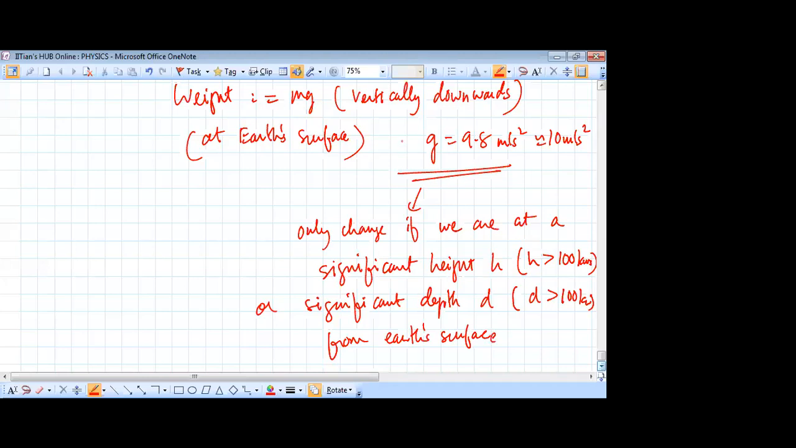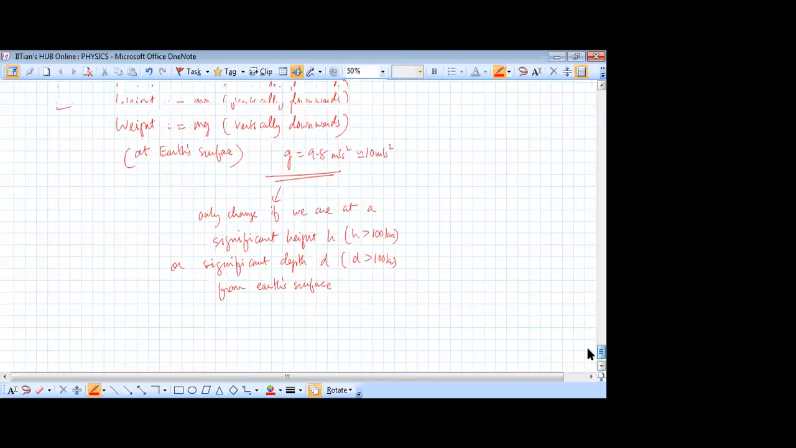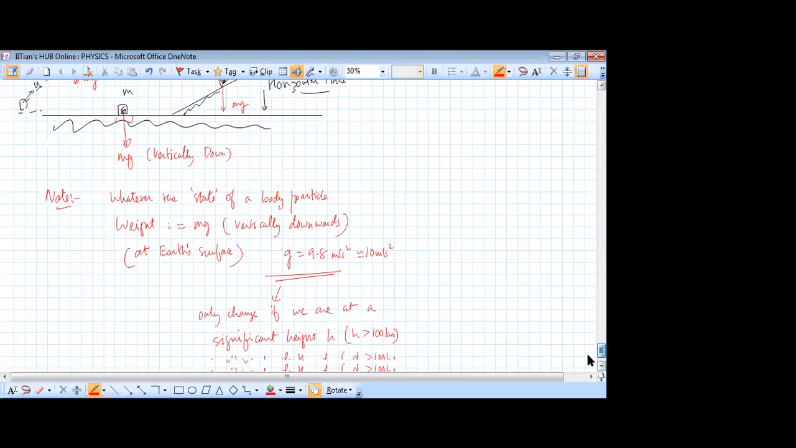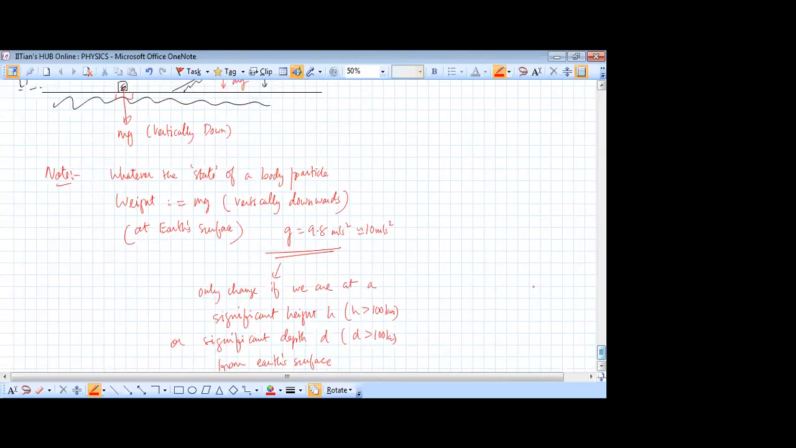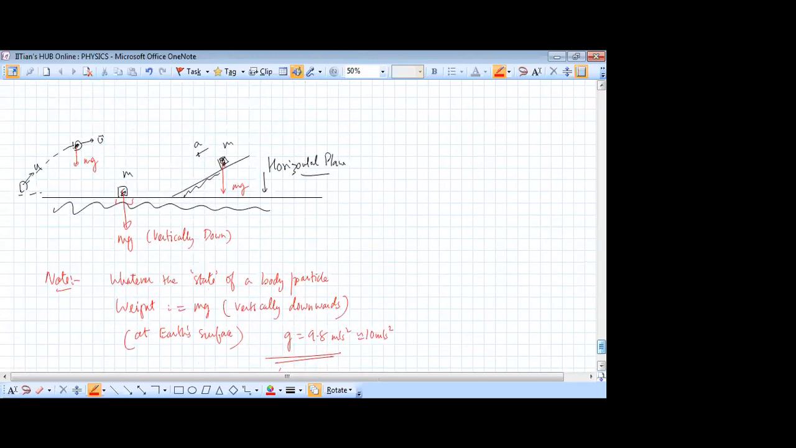So in this chapter, for all practical purposes, we consider the system in which we are dealing is not at a very huge height above the Earth's surface, or not at a great depth below the Earth's surface, kilometers or thousands of kilometers. So we take mg as an invariant force. It does not vary. Whatever state the body is in, whether it is in motion, whether it is at rest, whether it's sliding down an inclined plane, whether it is going in projectile motion, mg is independent of all that. It is only dependent on two things: the mass of the body and the acceleration due to gravity of the Earth, which is constant, of course, and its direction is vertically downwards.